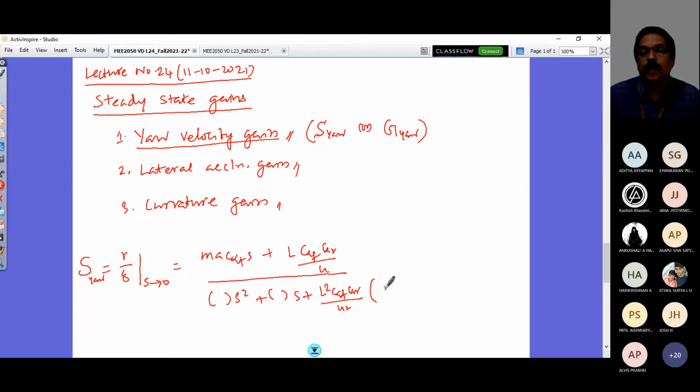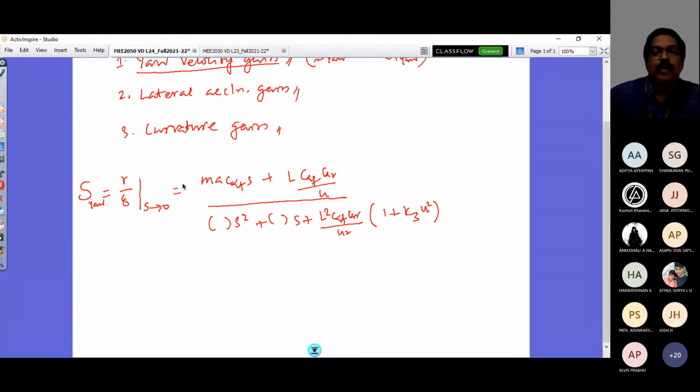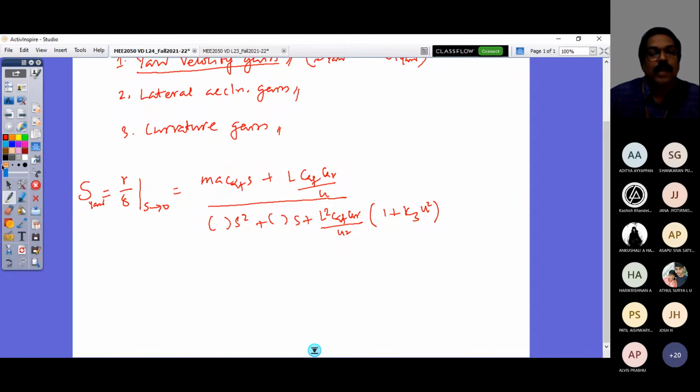1 plus K3 into U square, right? K3 U square. So this is what you get. So in this, if I substitute s tends to 0, this term is going to be 0. These two terms are going to be 0. I would have my steady state gain now.